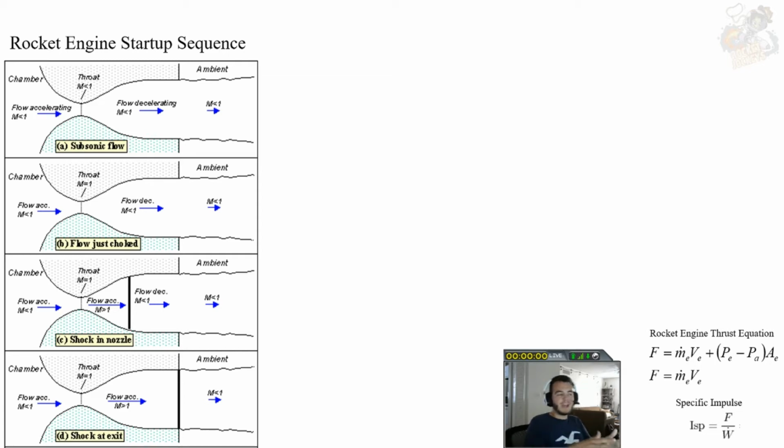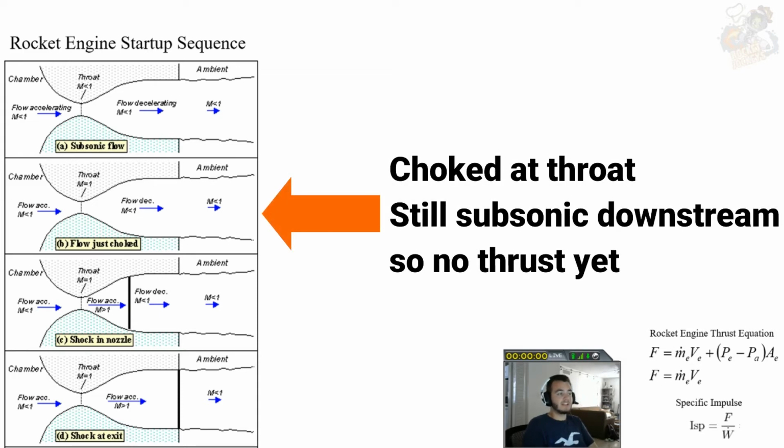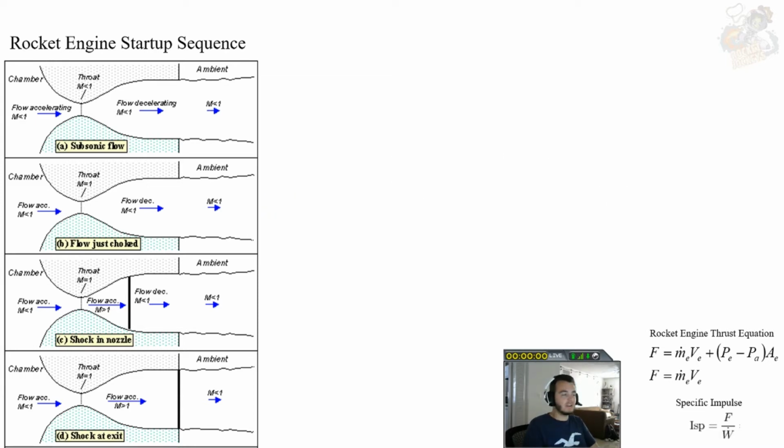So after you have this startup sequence where all of your combustion products are now starting to move through the throat, you now get choked flow at the throat. And so we're starting to get where we want, right? However, at this point, we still have subsonic flow downstream of our nozzle, or downstream of our throat.